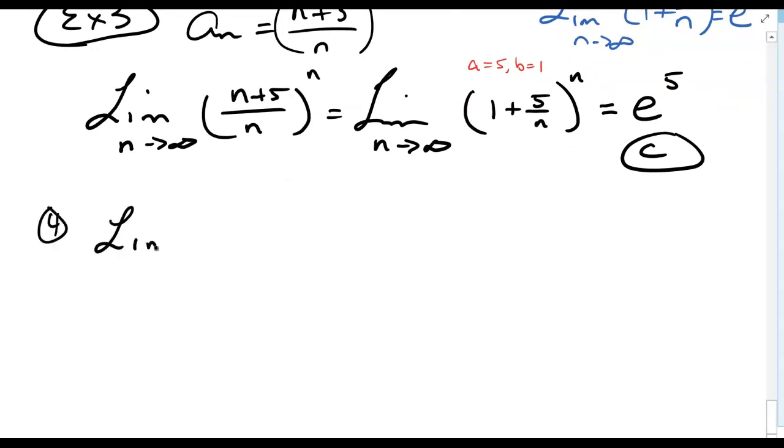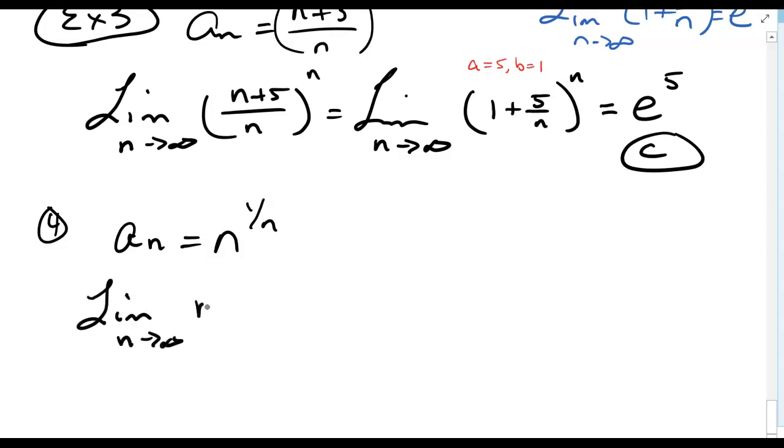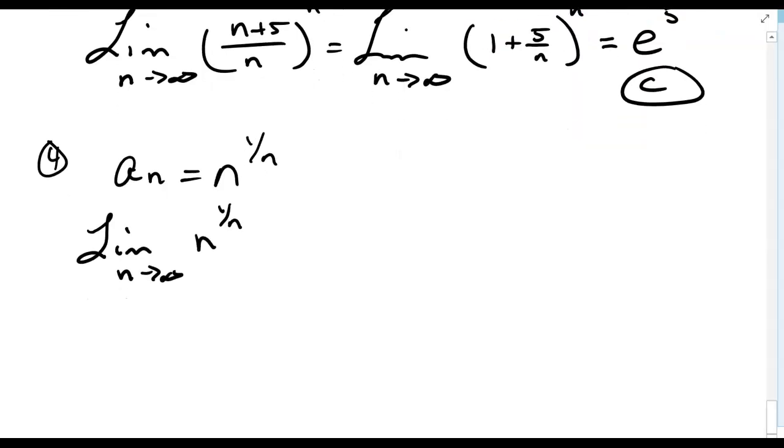Number 4. Again, I'm going to go through these kind of quickly. We're just looking for converging and diverging. And it's a great review of limits. How about n to the 1 over n? Well, I just made that one a little bit harder, didn't I? So, limit as n goes to infinity of n to the 1 over n. And you're like, well, I know there's something n to the n. This is an infinity to the 0 power. That's not really going to help me right now.